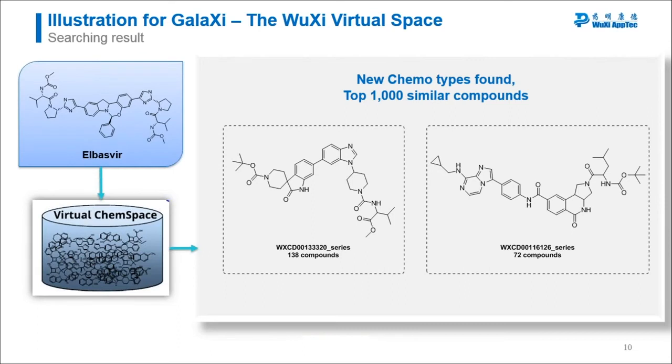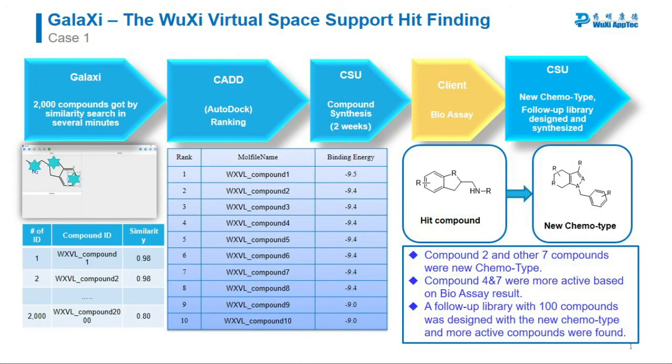Here is another example, showing the search results for Elbasvir with the top 1,000 similar compounds. You can find some new chemotypes of structures. Then, with your further filtering tools, you can send your request list to us.